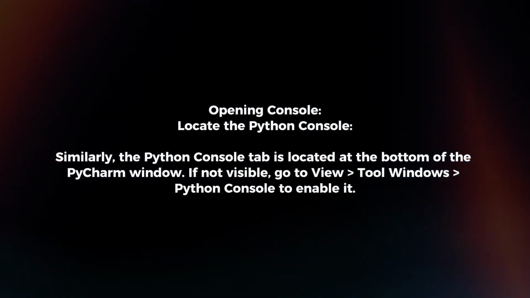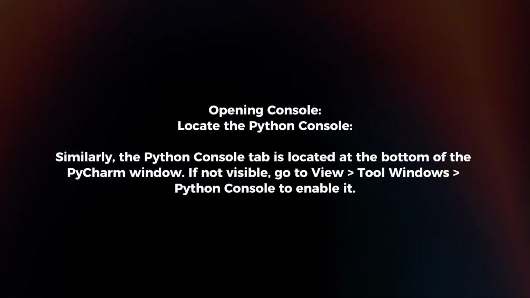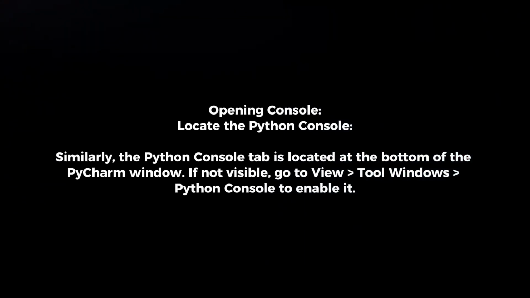Locate the Python console. Similarly, the Python console tab is located at the bottom of the PyCharm window. If not visible, go to View, Tool Windows, Python Console to enable it.